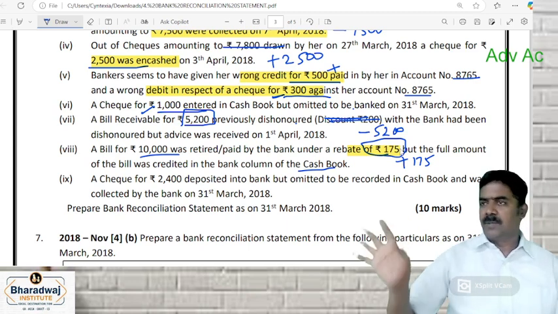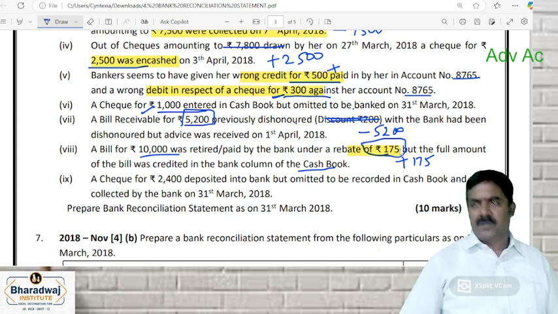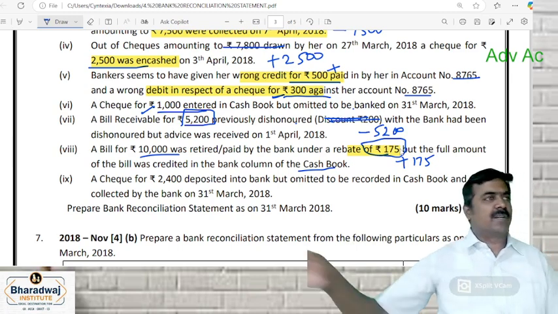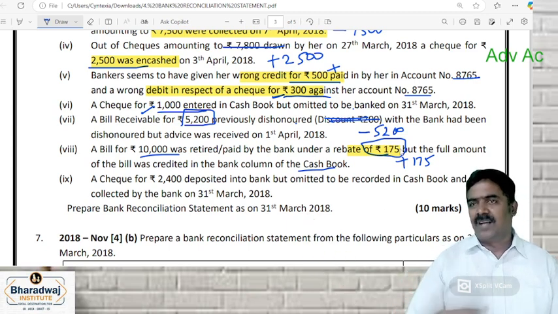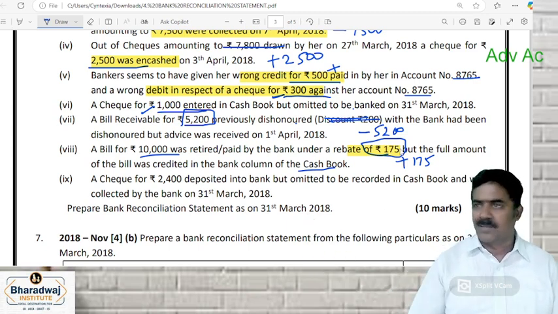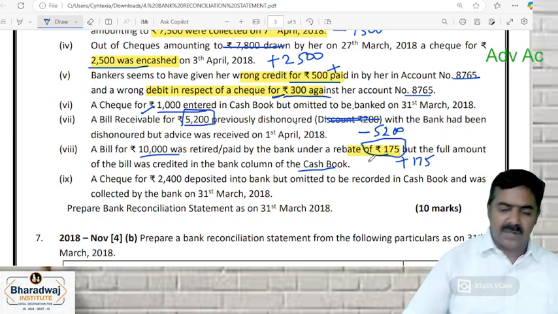Now 10,000 pay பண்ணல, 175 கம்மியா pay பண்ணிருக்காங்க. Bank கம்மியா தான் deduct பண்ணிருப்பாங்க. Customer has deducted that 175 also. Rebate சேர்த்து less பண்ணி வச்சிருக்காங்க. The bank we should also deduct it. Customer deduct பண்ணா நம்மளும் deduct பண்ணணும்ல. So OD is a starting point. I'll add back 175.